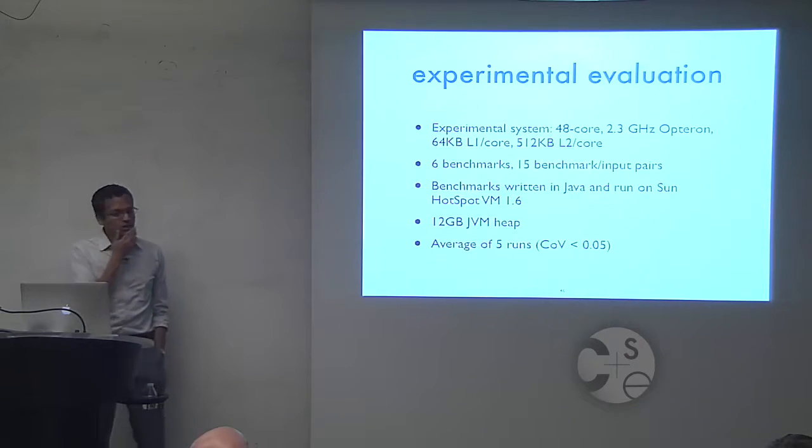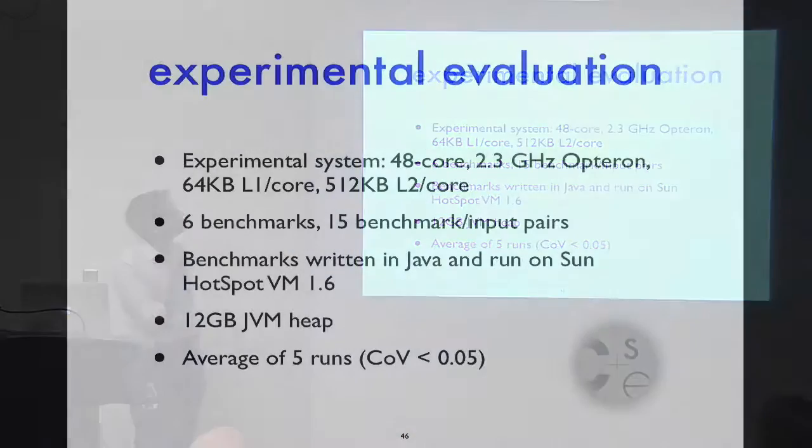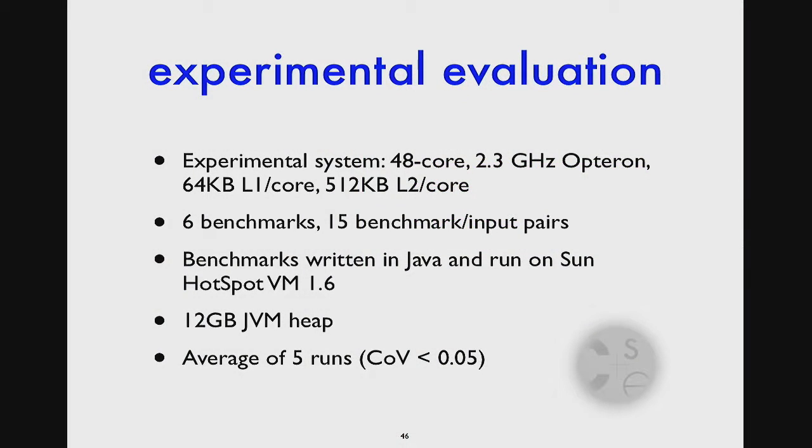OK, so really quick experimental evaluation. This was on a big system, but I'm only going to show you one core numbers. This is a locality transformation. I only really care about locality, so I'm just going to look at single core numbers. Rest assured that this parallelizes really nicely. We looked at 6 different tree benchmarks with different kinds of inputs, because these are all input-dependent programs. So we have a total of 15 benchmark and input pairs. This was all done in Java, so this was sort of old stuff.